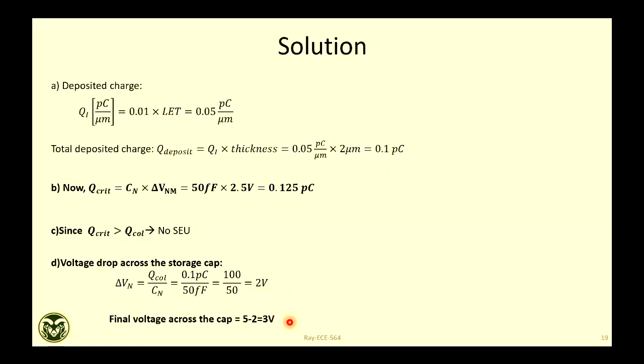So you're very close to the upset. That means if you don't refresh it soon enough, maybe it can cause error. Makes sense, this simple calculation, but this simple calculation is insightful. You know how to correlate LET of the ion, which is the unit for heavy ion energy, and the deposited charge and collected charge. Any questions so far?